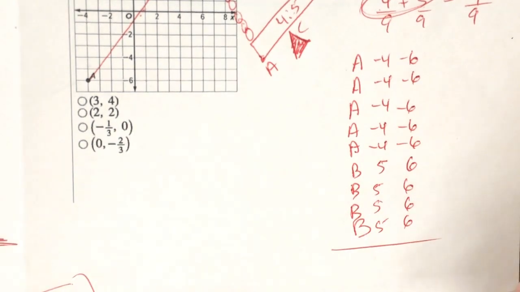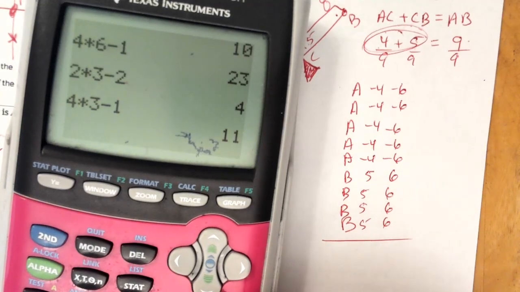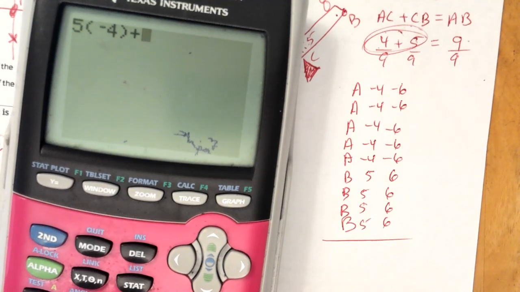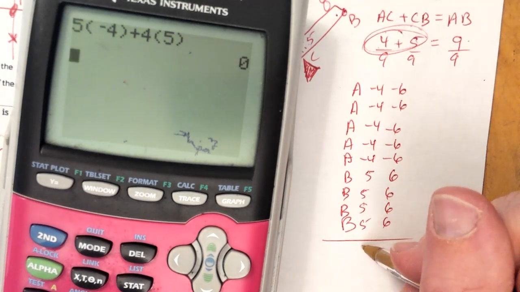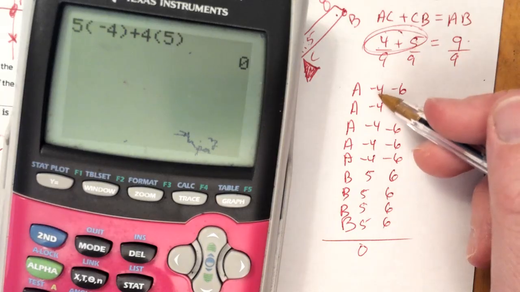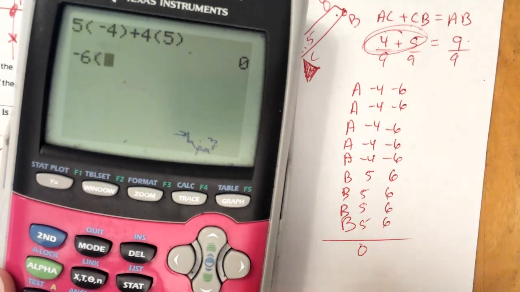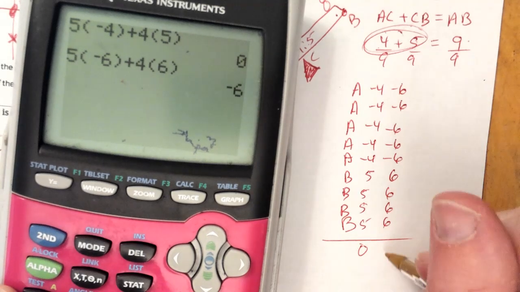And now you're just going to add those together. I like to bunch them together for myself. So there are 5 A's plus those 4 B's, which is 5 x-values, so this plus this would equal 0. Negative 4, and I did 5 times. Okay, and then negative 6, there are 5 negative 6's, plus there are 4 6's. We got negative 6.